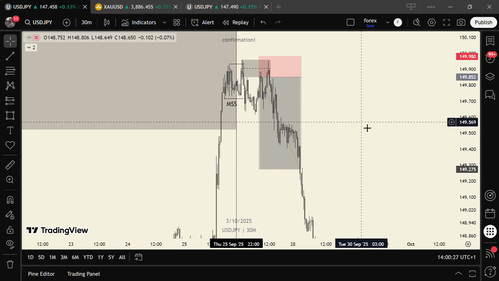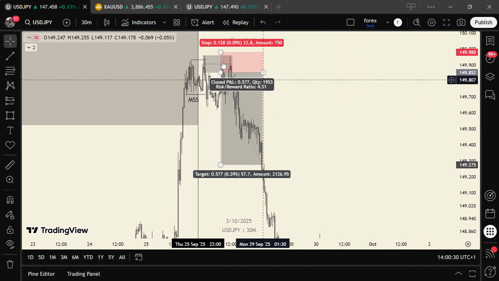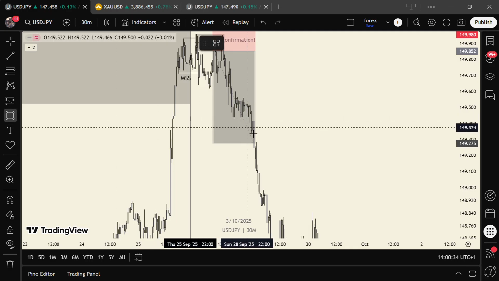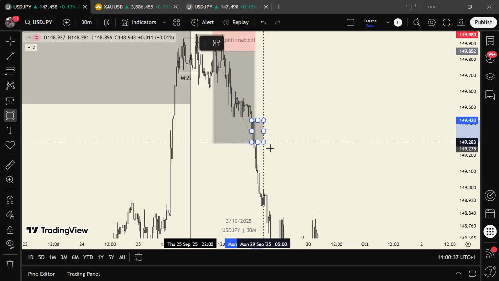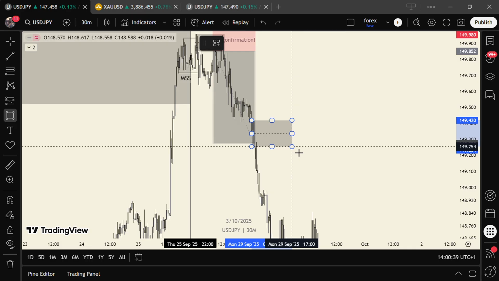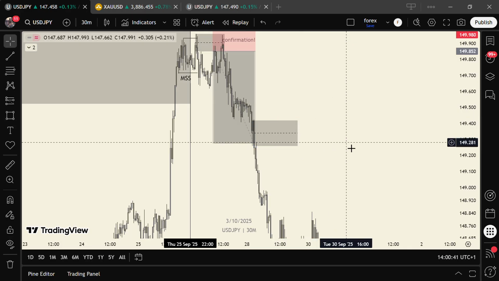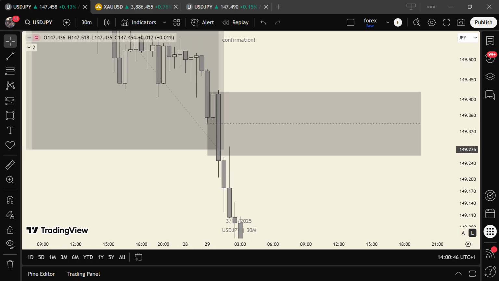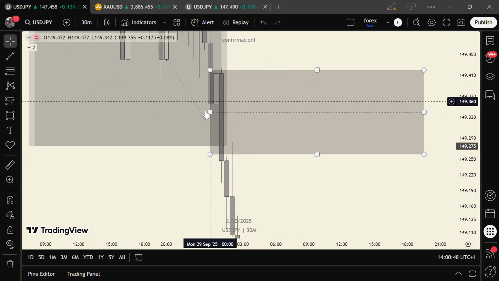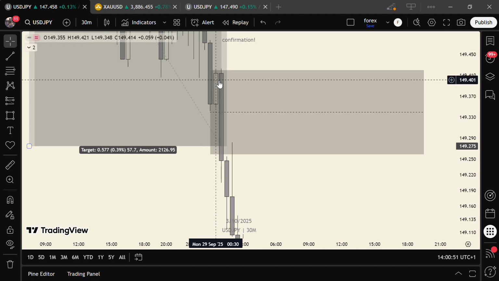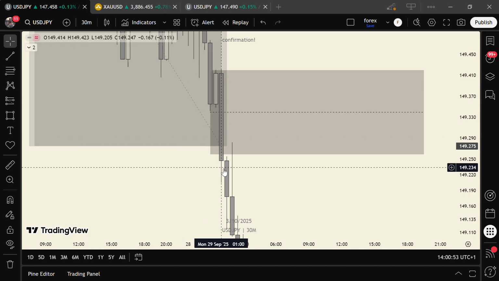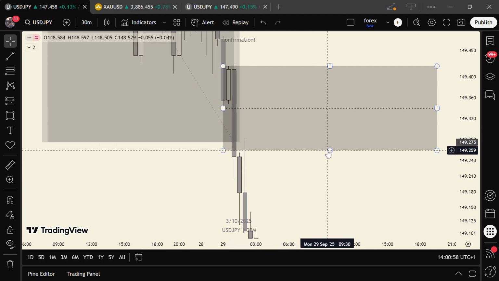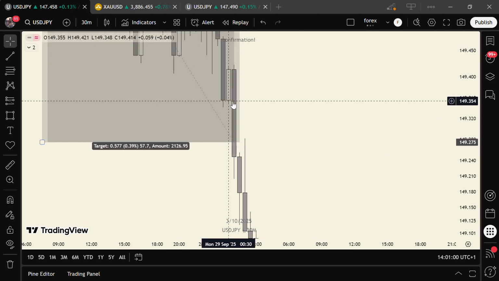Okay, so looking at this now, my next entry was right here. I'll explain it. Firstly, let me zoom in. What can we see right here now? We can clearly see this first candle, this second candle, and this third candle. We have a fair value gap right here.